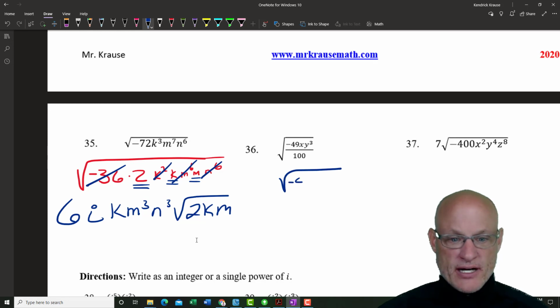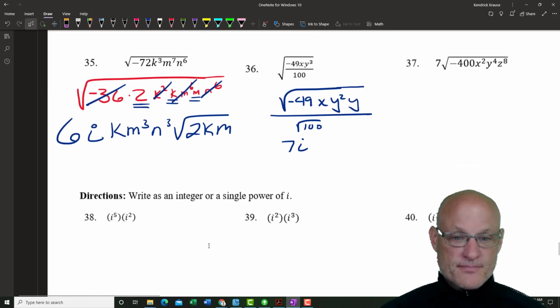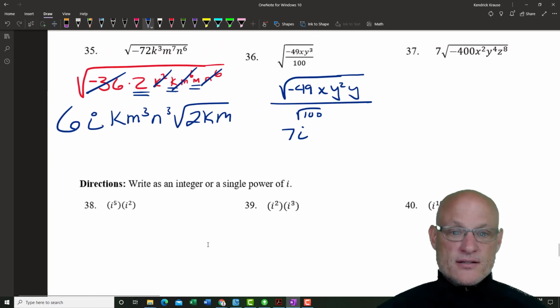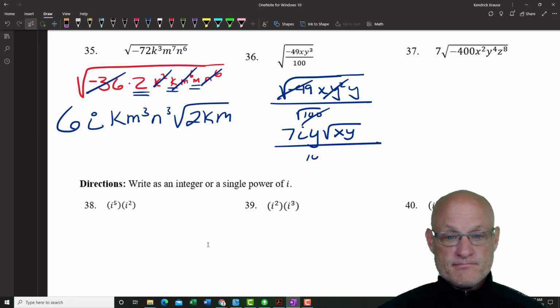Square root of negative 49. Now, I'm not going to change negative 49 because it's already a perfect square. I'm just going to leave it. x, y squared y. And the denominator is the square root of 100. So, what's the square root of negative 49? It is 7i. The square root of y squared is y. And what do we have left over? Square roots of xy over square root of 100 is just 10.